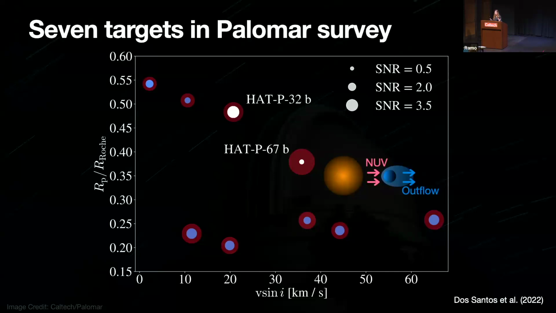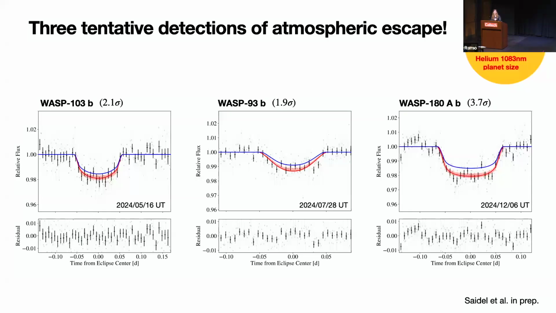Okay, so what do we actually see? I have some initial results to show you. That's why this is called initial results. We unfortunately have been weathered out 8 out of 18 nights at Palomar, which is almost half. Trials and tribulations of being a ground-based observer. But what you're looking at here are 3 tentative detections of atmospheric escape. It's 1 observation per planet.